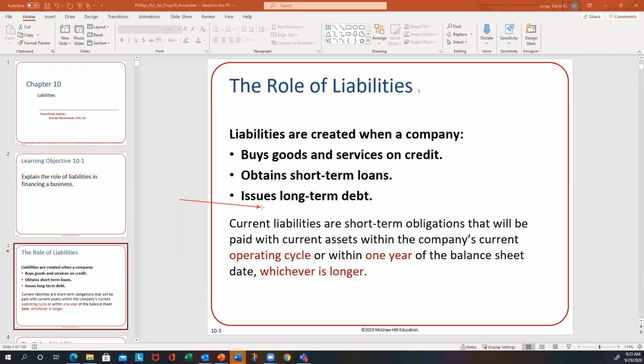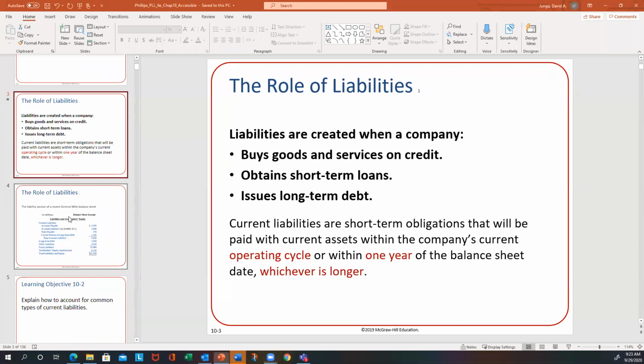And we'll get into a new type of debt that maybe some of you haven't done before, which of course is called a bond payable. Maybe some of the other types of long-term debt you've heard of is a mortgage as well. All right, so again, having said that, let's take a look at the next slide.